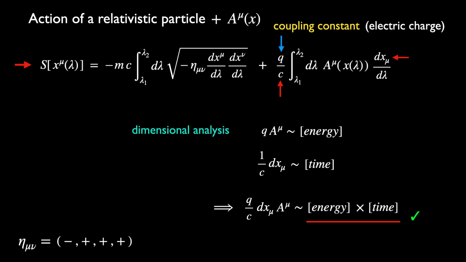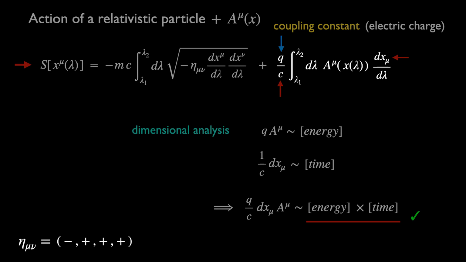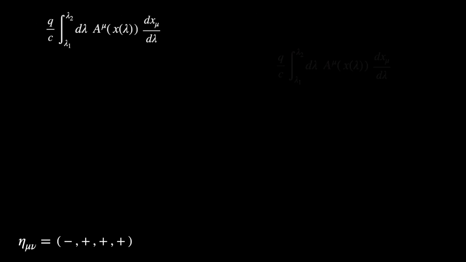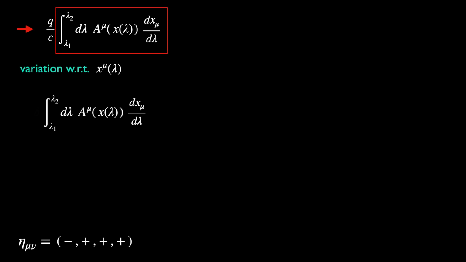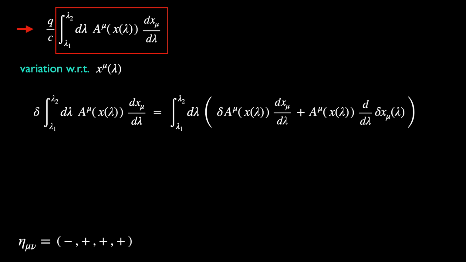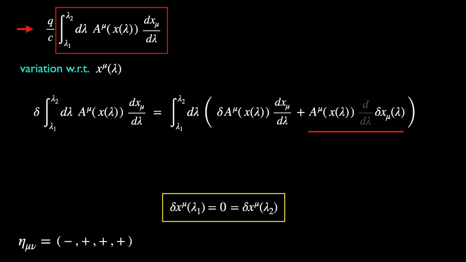Now let's examine this interaction term exclusively and calculate its variation. Let's calculate the variation of this expression with respect to the particle's trajectory. In this second term, we can once again use the boundary conditions to shift the derivative with respect to lambda to the other term, adding a minus sign. The goal is to factor out delta x, which is arbitrary.